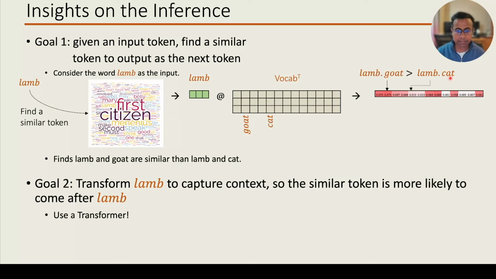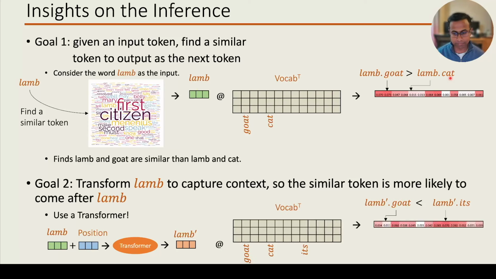So for example, if you were to take this lamb and also represent the position where it was in the sentence, so that we can get some context captured, and transform it, we change it to some other word like lamb prime, and then we try to find a similar word to this lamb prime out of our dictionary. So in that case, let's say this lamb prime was similar to the word eats more than it was similar to the word goat. Now, by doing this transformation, what we have done is we are still finding a similar word to this transformed one, but now that similar word we find is the one that is most likely to come after the original word lamb.